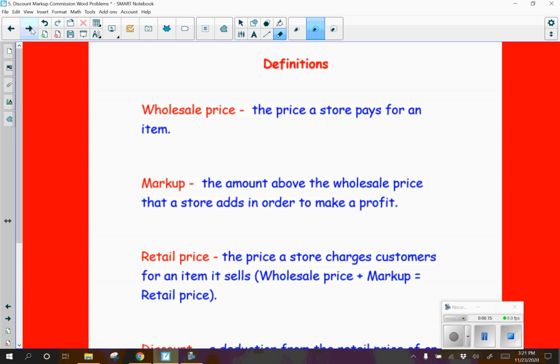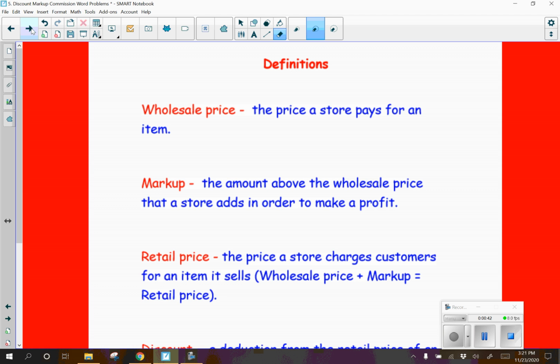of these keywords again. So first we have our wholesale price, and that's the price a store pays for an item. So let's use this example. Let's say there's a small table that a store purchases for $100, and they in turn want to sell it to make a profit. So let's say they paid $100 for the table, and in turn they want to sell it for $175, so that they make a profit.